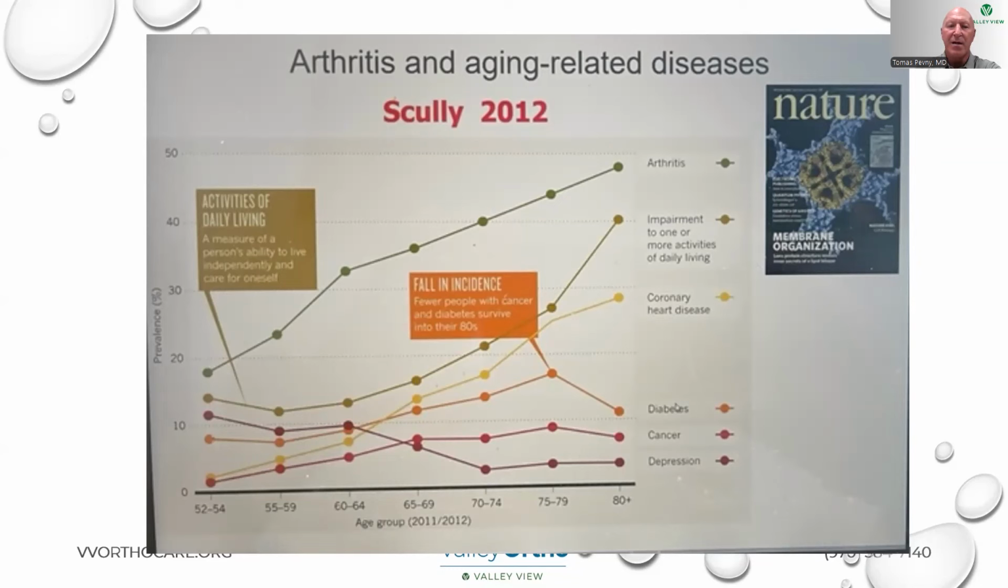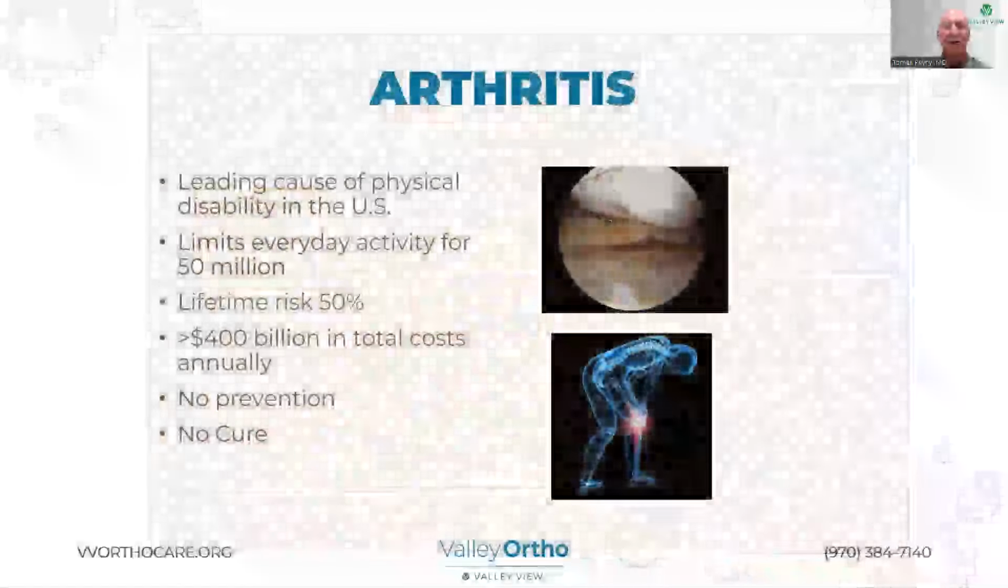So this line right here demonstrates quality of life and impairment to being able to perform activities of daily living. So most people that have heart disease, diabetes, cancer, and depression are still able to do most of their activities of daily living. Their quality of life, even though they have a bad disease, is not overly compromised as far as activity. But if you have arthritis, it's significantly impacted. So that just shows you the significance of how arthritis affects our quality of life.